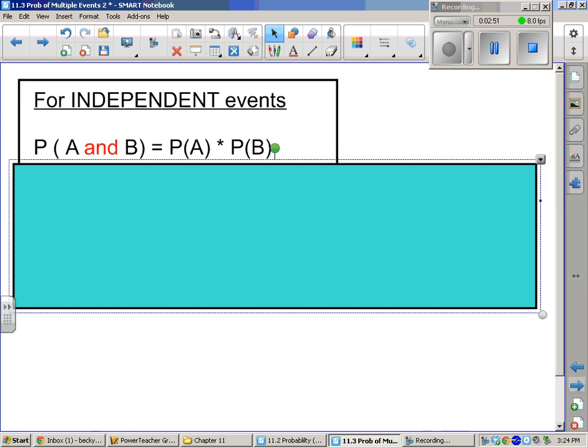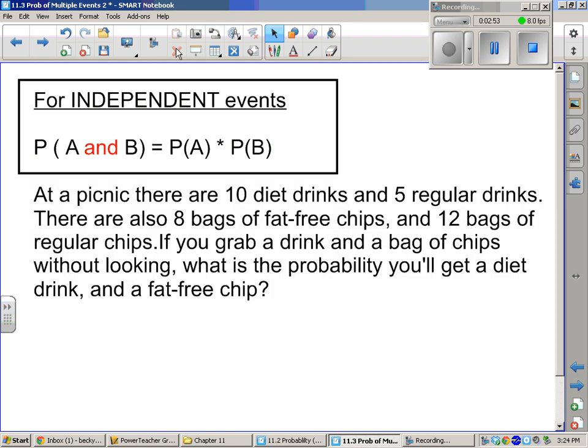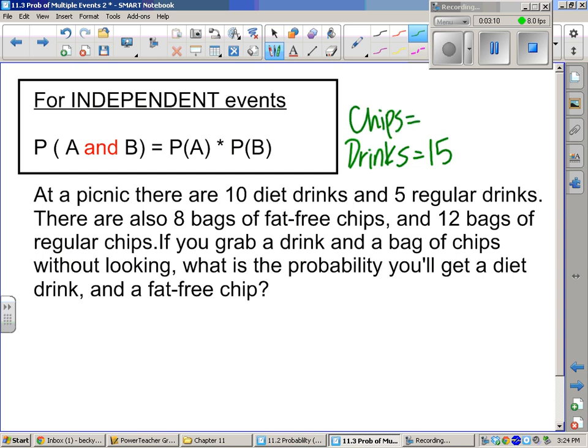Okay. Let's try one. Okay, you're at a picnic. You have 10 diet drinks and 5 regular drinks. So how many drinks total? 15. Okay, well, let's write that down somewhere because we might need the total when we're dealing with probability. Then there are also 8 bags of fat-free chips. Ew. And 12 bags of regular chips. How many total? 12 makes 20. Good.